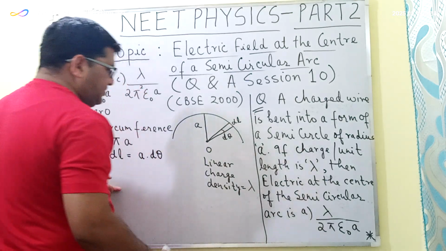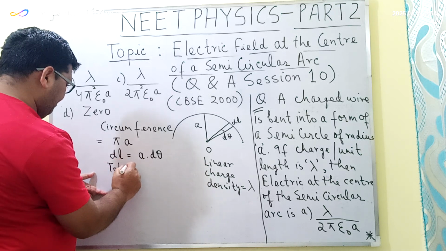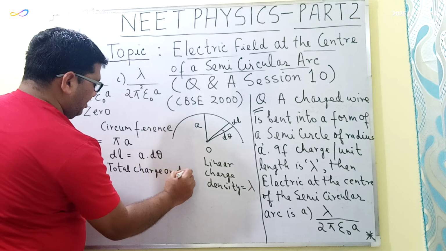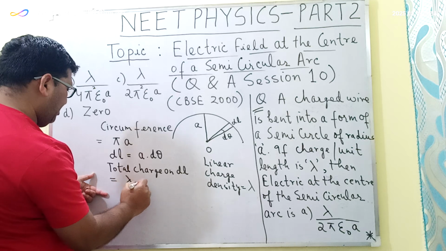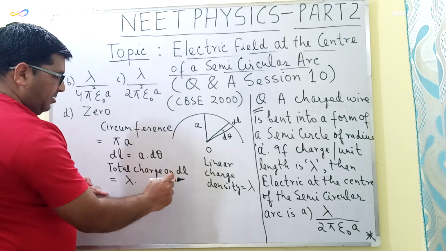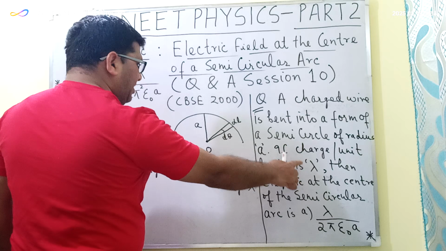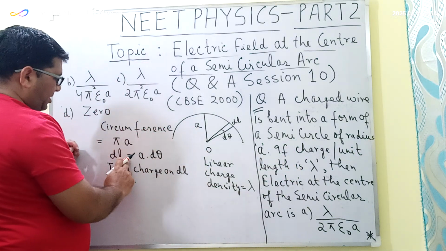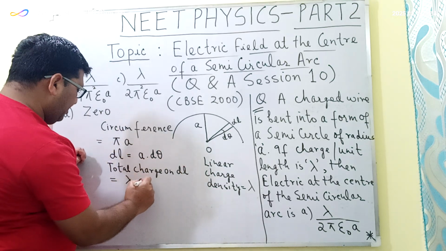Now since the linear charge density is equal to lambda, the total charge on this segment dl will be equal to lambda into dl, because lambda is the charge per unit length. Here the value of dl is equal to A d theta, so the total charge on dl will be equal to lambda into A into d theta.